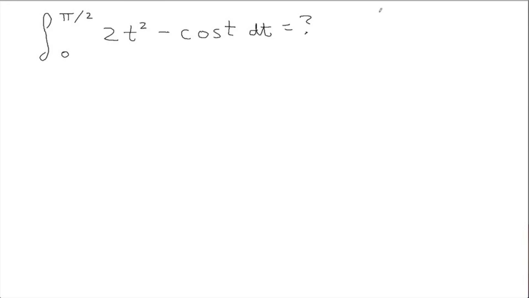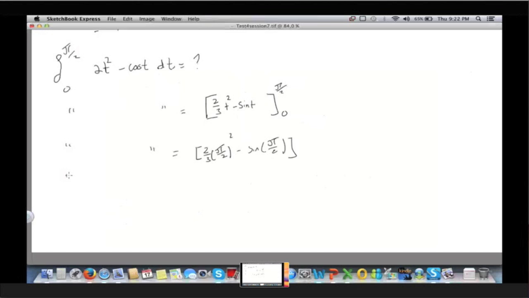So 3 divided by 3. What gives us cosine of t? What's the antiderivative of 2 times t squared? It's going to be 2/3 t squared. Sorry, cubed. Okay, could you say that again? 2/3 t cubed. Okay.